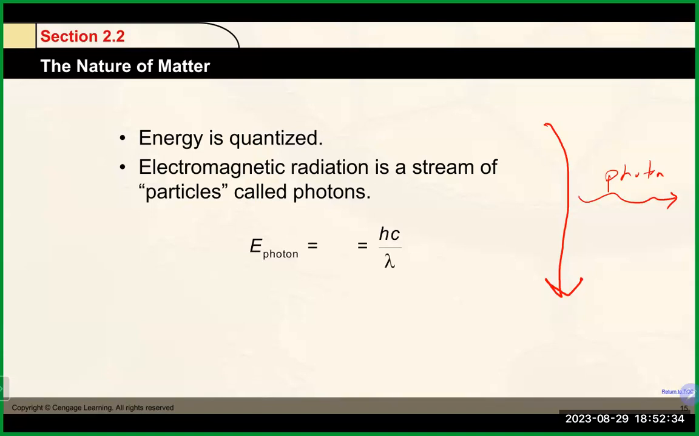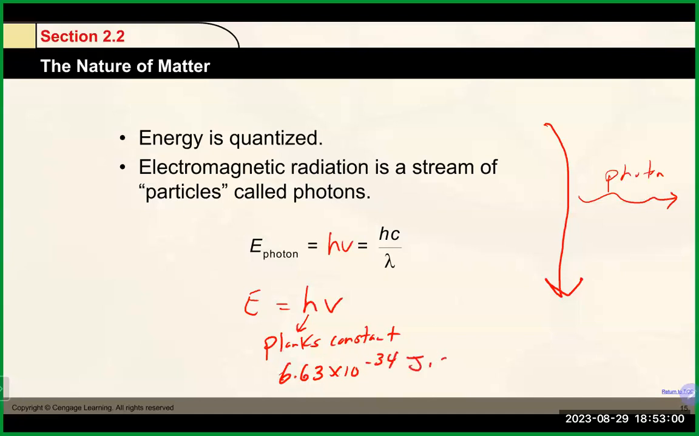Now, there is a way to calculate the energy associated with a photon of light or a wave, and that is the energy is equal to h times the frequency. That is what should be here. There we go. And h is Planck's constant. Planck's constant is 6.63 times 10 to the minus 34 joules times seconds. Obviously here, that is our frequency.